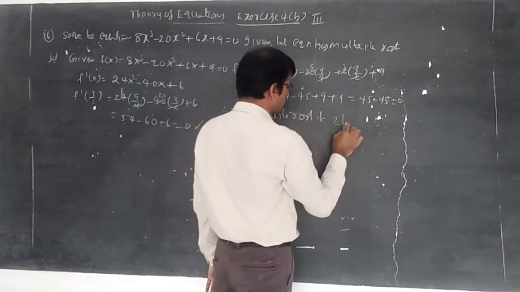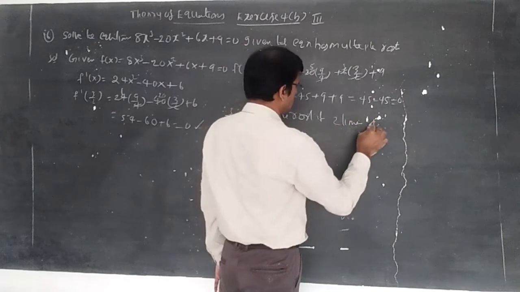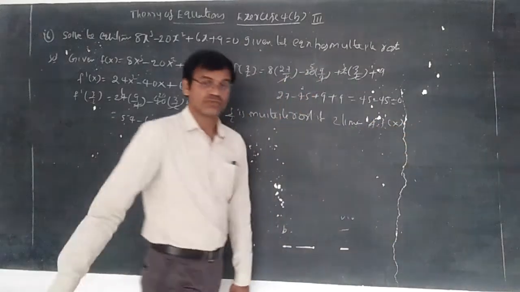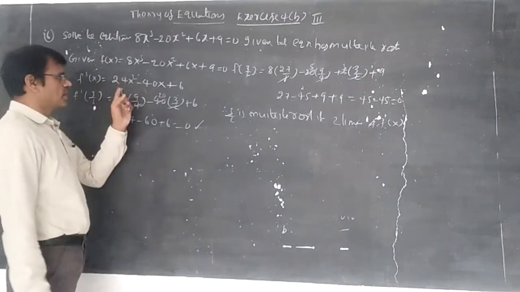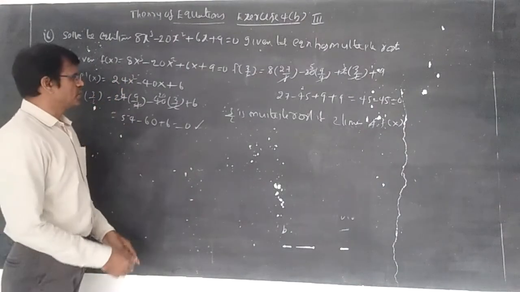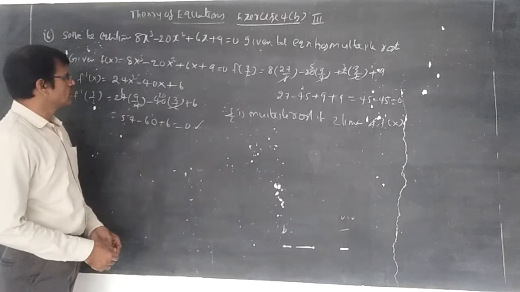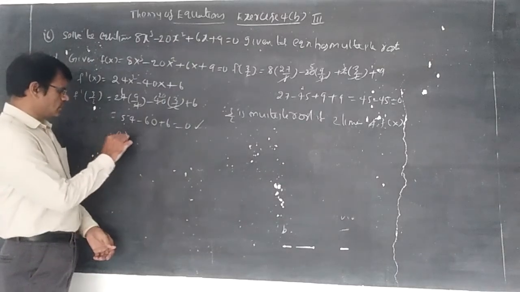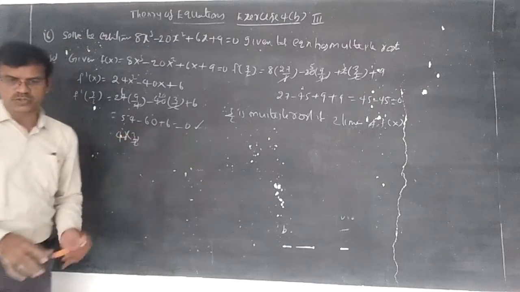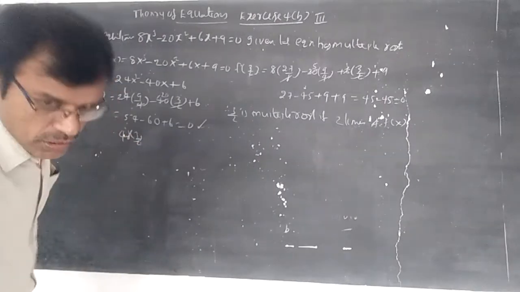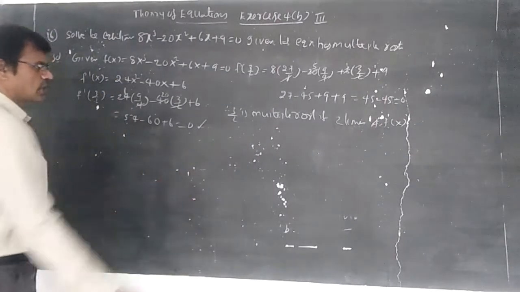Multiple root of 2 times of f of x. Of course, f double dash x also we need to calculate. F double dash x is 48x minus 40. 48 into 3 by 2 is 72, 72 minus 40 is not zero. So it is only 2 times. Now let us discuss the other root.